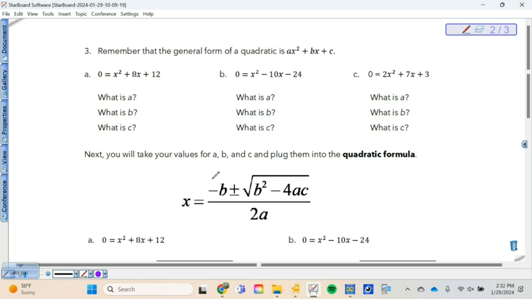Everybody should have a calculator, though, because that will help for sure. So remember that general form looks like that: ax squared plus bx plus c. So if we know that that's the general form, we can identify what is a, what is b, and what is c. So can you guys fill in number 3 there? Just tell me what's a, what's b, what's c.